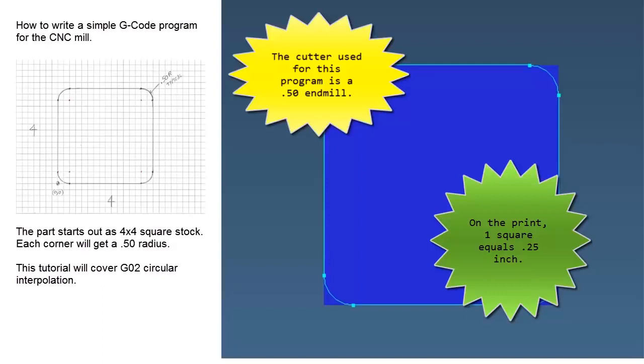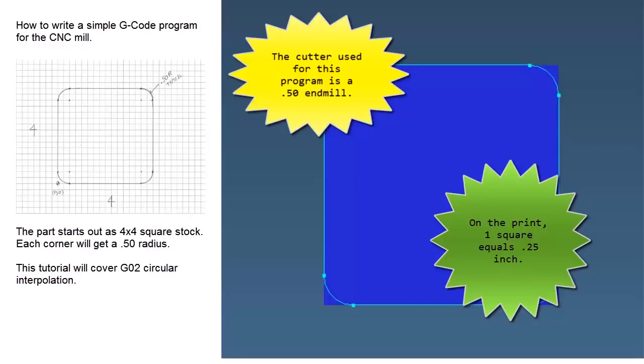Hello. So this tutorial will cover how to write a simple G-code program for the CNC mill. The part is going to start out as a 4x4 square stock, and each corner will get a 1/2 inch radius. The main lesson here will be covering G02 circular interpolation, but we will also go through different G-codes as they apply to the program.